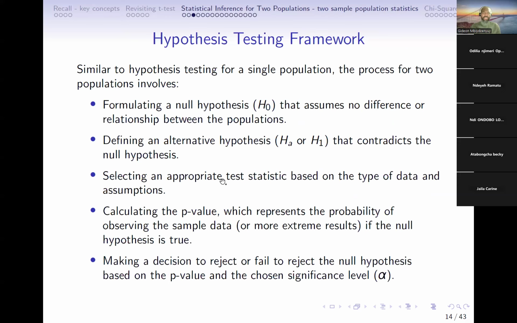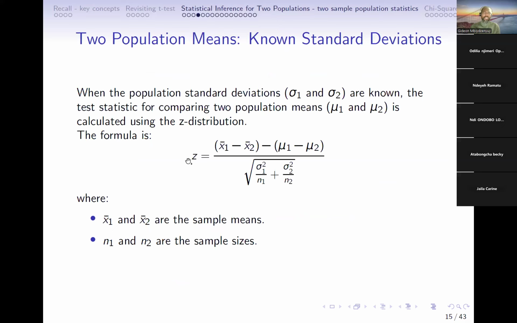So in this framework, you do something similar to the case for the one population that we just discussed. You state your hypothesis, you do the selection of whatever statistics that you need, depending on the assumptions. You calculate your p-values, and again, you can use these tables, and then you make some decision about it. So we said there were three cases. One is that you know the population standard deviation, and the other one is that you do not know it, and so on.